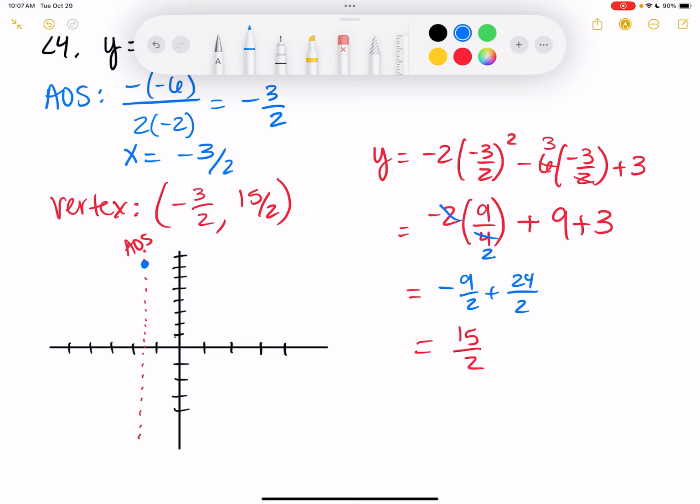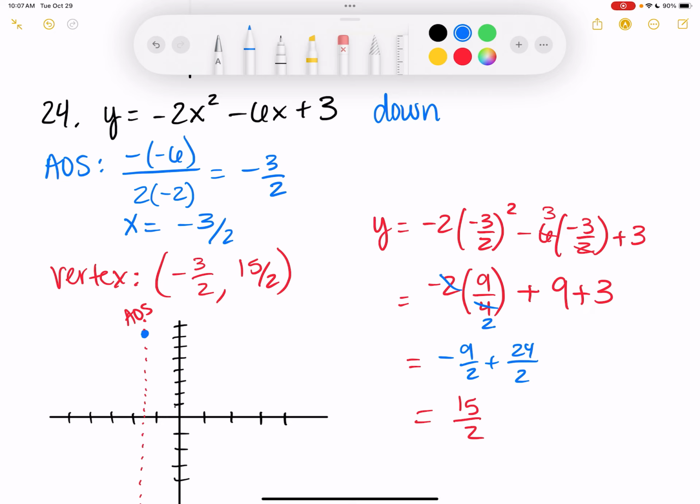Now I need to pick another number to plug in. This is where I often will still choose 0. It's 1.5 away. It could give me a crazy number, but I at least know it's going to cancel this stuff, so I can see that it's going to be 3. So at 0, 3. That's 1.5 away, so I need to go 1.5 away on the other side. So at 3, 3, I have a point. And graph your parabola.